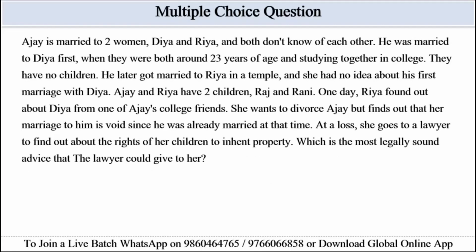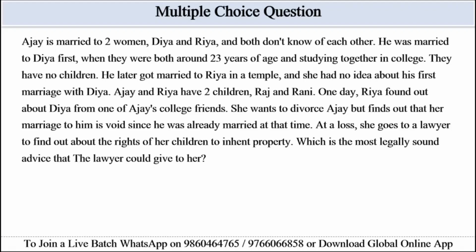Ajay is married to two women, Diya and Riya, and both don't know of each other. He was married to Diya first when they were both around 23 years of age and studying together in college. They have no children. He later got married to Riya in a temple and she had no idea about his first marriage with Diya. Ajay and Riya have two children, Raj and Rani.